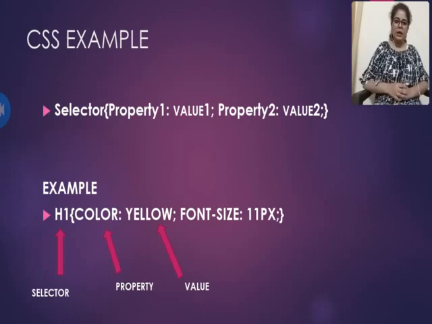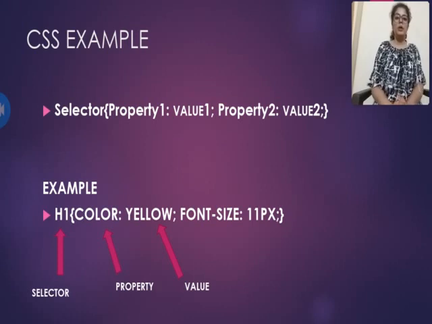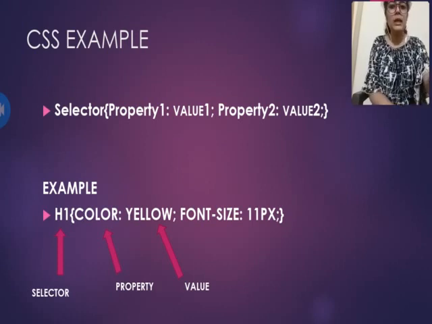Now start the curly bracket. I want to apply color on the heading tag, so color is the property. Now I have to assign the value to the property, which color I want. You give the value by assigning it using colon. Color colon yellow. So yellow is the value. Now separate it with a semicolon. Again next property, font size colon, and the value is 11 pixel. So it will apply the design to the heading H1. So in this way we can apply designs by using CSS.